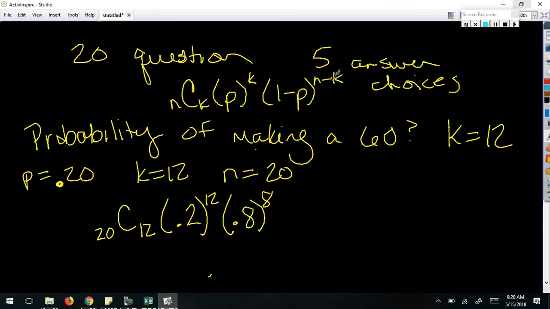It is literally a plug and chug formula. Somebody plug it in and tell me what you get. As you put this in your calculator, you may want to put parentheses here. Somebody tell me what you get.